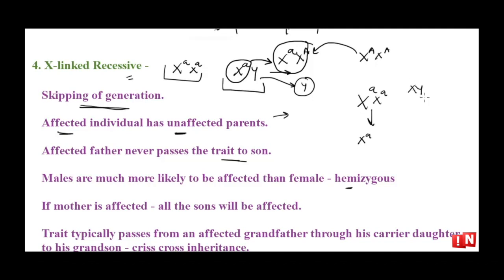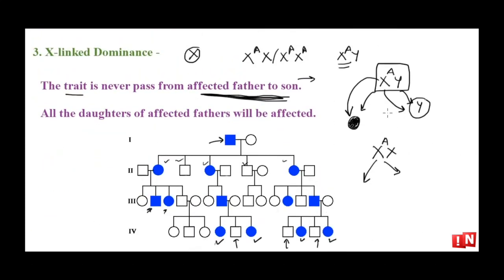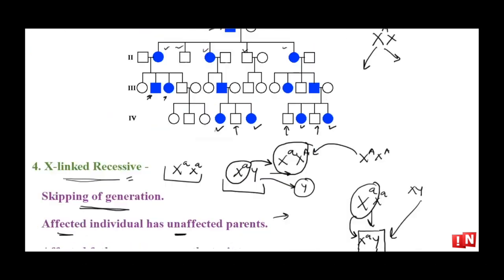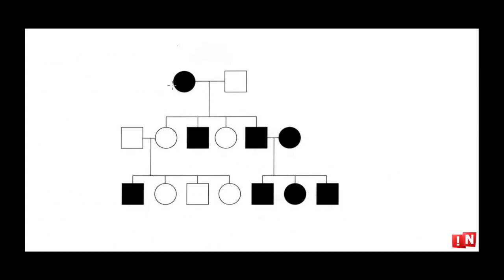Even if the father is normal, the father gives the Y chromosome, the mother gives this one copy to the son, and that one copy is enough for the son to be affected because they are hemizygous. So if a mother is affected in case of X-linked recessive, all her sons are going to be affected. Contrary to what we saw here, if a father is affected, all the daughters will be affected. In case of recessive, if a mother is affected, all the sons will be affected. So this is what it is. If there is an affected mother in X-linked recessive, all her sons are going to be affected.